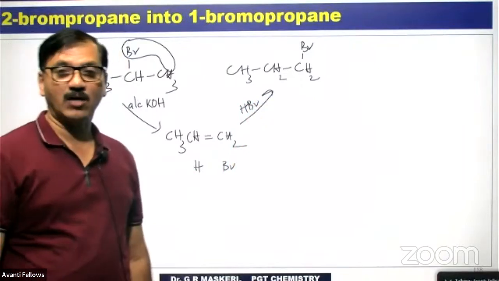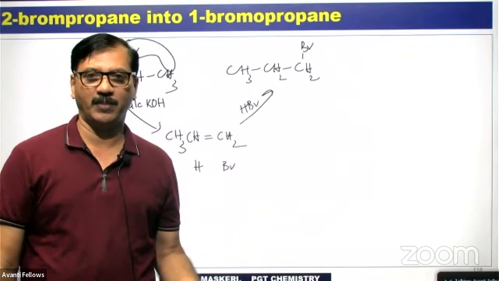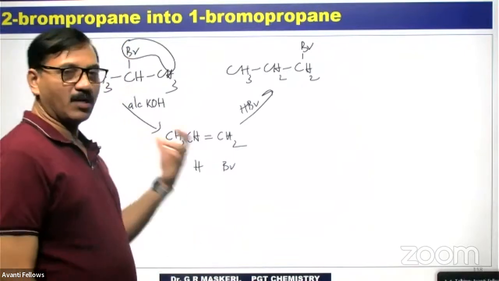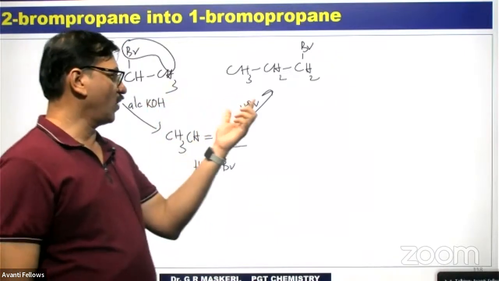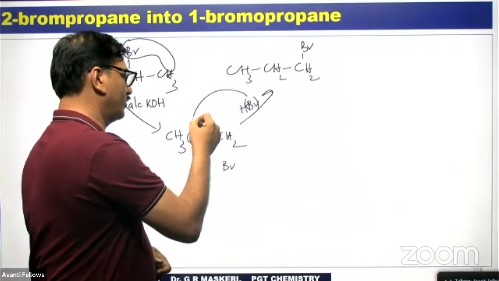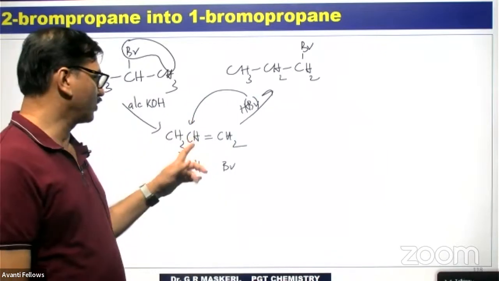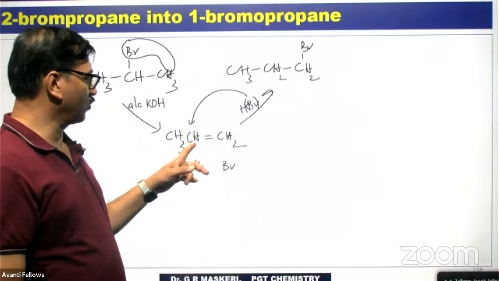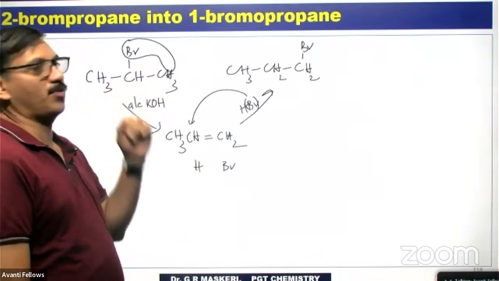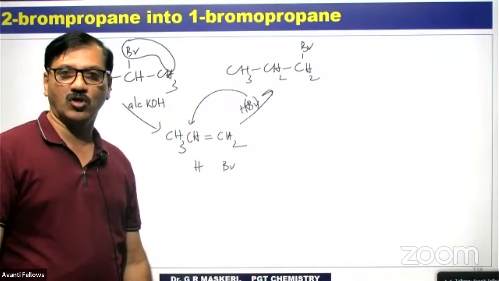So there is Markovnikov's addition and anti-Markovnikov addition that will come into play. What is Markovnikov addition? In Markovnikov addition, the negative part of the addendum will go to that carbon atom which has the least number of hydrogens. Therefore, bromine will come to this carbon atom and it is the same compound from which we started. Therefore, simply adding HBr will not solve the problem.